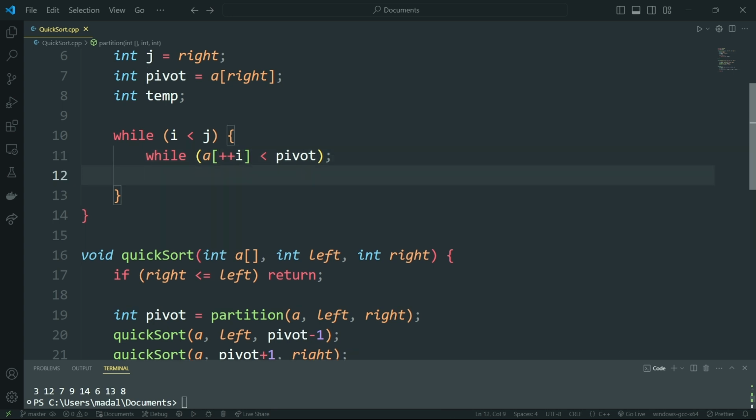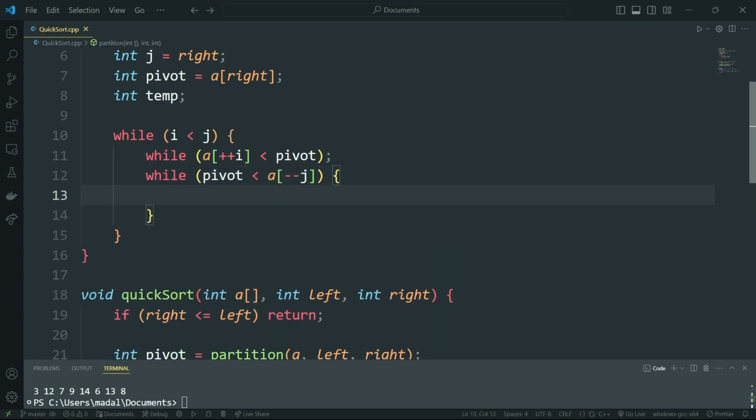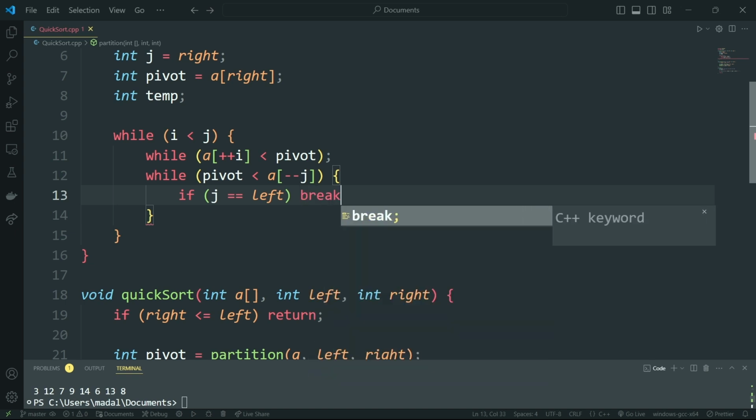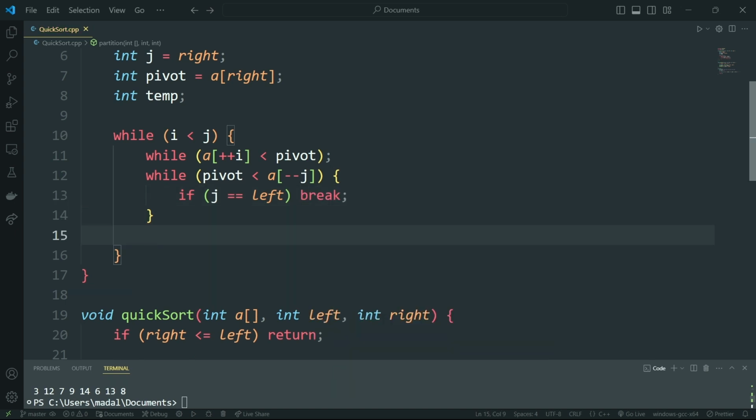And then I'm going to do the same thing for j. So while our pivot is smaller than a at index --j. And in here, we actually need to protect ourselves from the case where j is equal to left. So if j is equal to left, then that means that we can't really walk any further left, right? Because we're going to go out of bounds of our array. And so I'm just going to say break here.